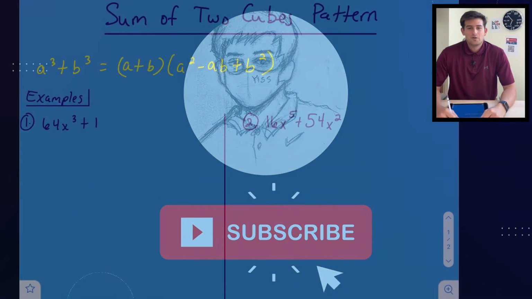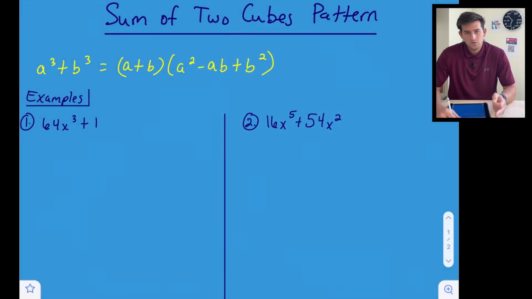Hello everyone, in this video we're going to talk about the sum of two cubes pattern. So when we're talking about the sum of two cubes, the easiest way it's going to be represented is if we just have two terms that are being cubed or raised to the third power. Sometimes we're going to have some terms that are raised to other powers, other degrees, and we can rewrite them as two terms that are being cubed. And that's what we're going to look at in a couple examples today.